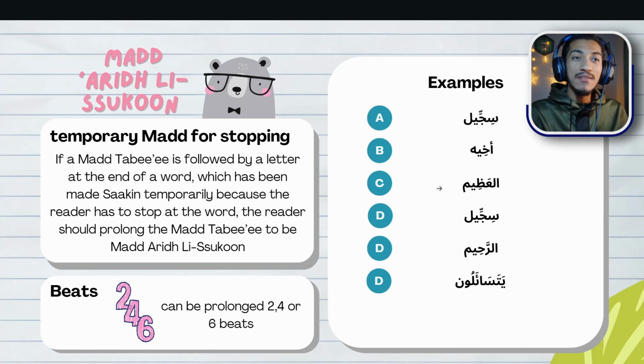Okay? Here we have سجيل. As you see, this ya is a natural Maad. There's no hamza, no sukoon after it. But if I stop on this word, it's now Maad Aarid للسكون. It became temporary as I stop on it. Temporary for sukoon. We say سجيل. You count 4 on your fingers, it's 4 beats. 2, 4, or 6 are all right.